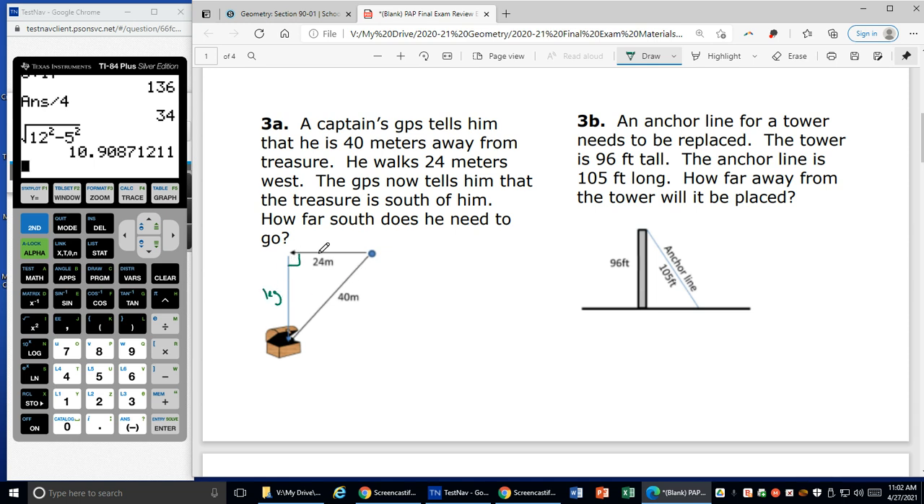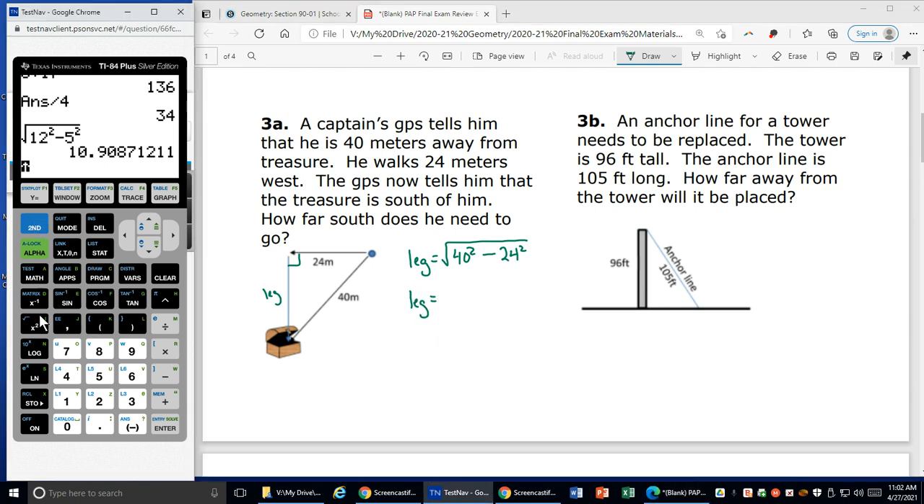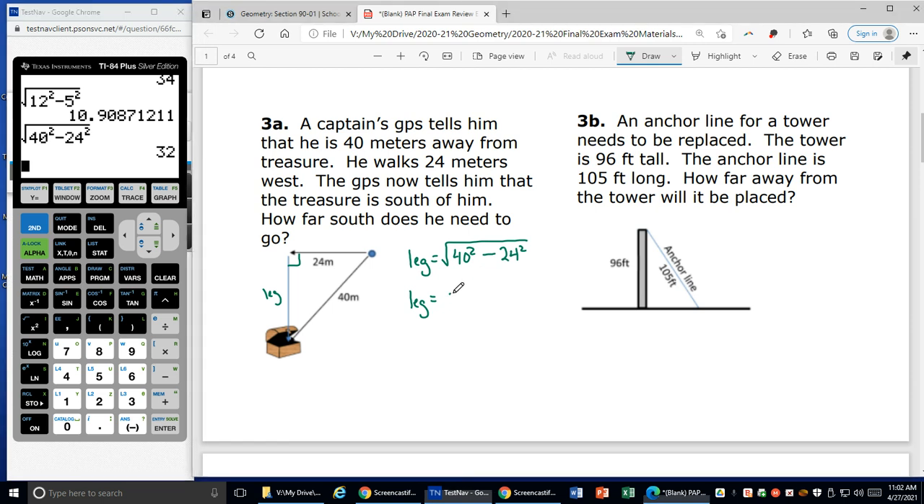I know a hypotenuse. I know the other leg. I need to find the missing leg. That leg is equal to the difference in the square of the hypotenuse and the other leg. So this is almost the same as the last problem, only it has a word problem that goes with it. Square root of 40 squared minus 24 squared is 32. So he needs to go 32 meters south to find the treasure.